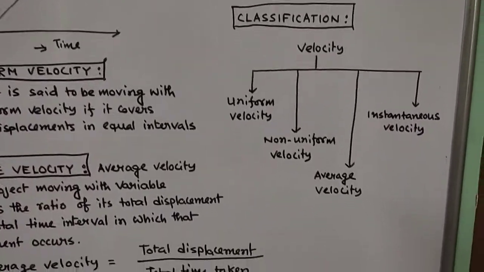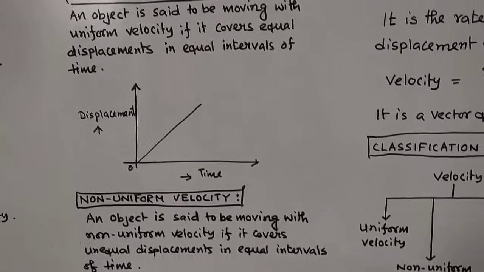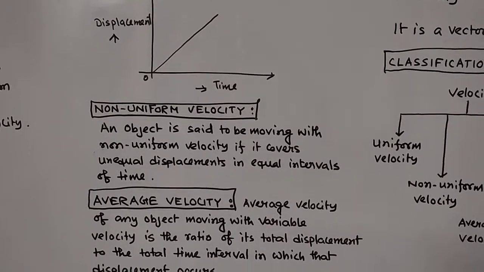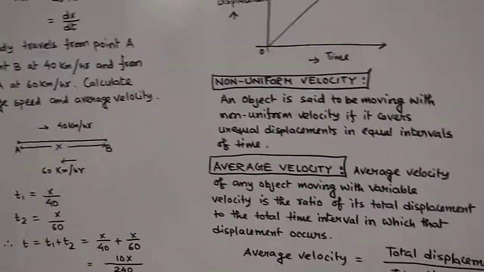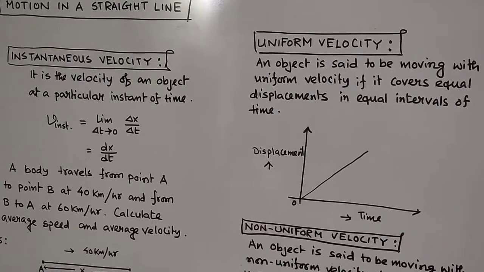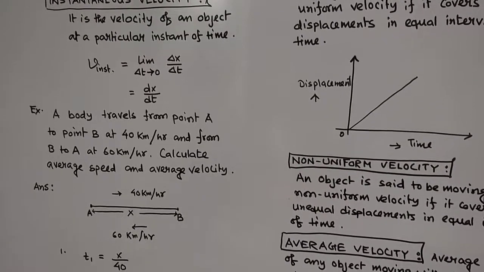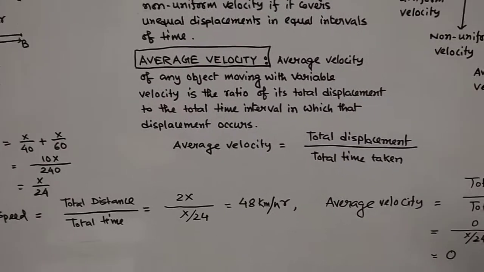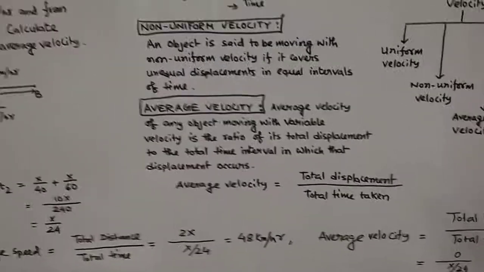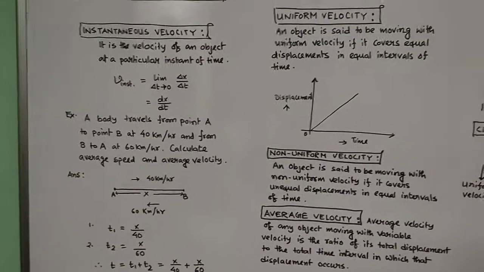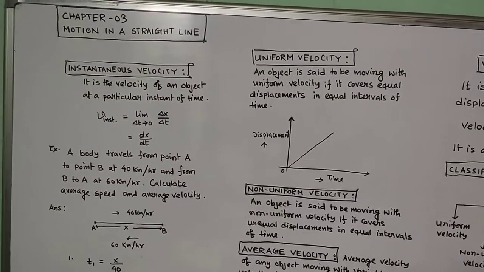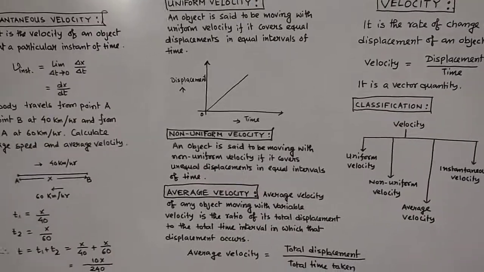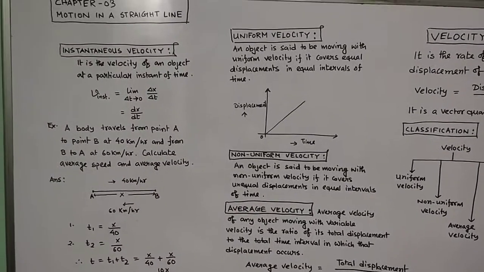Velocity, classification, then the definition for each term: uniform velocity, non-uniform velocity, average velocity, and instantaneous velocity, and the numericals which you have just explained. So this is all about it. Please go through this topic and clear your doubts, and if you have anything to ask, you are free to ask. Thank you.